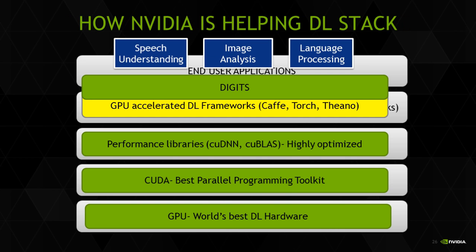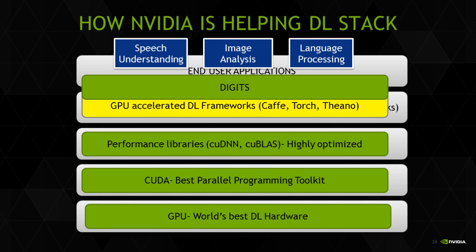NVIDIA contributes to this stack in all of the areas shown in green here. Obviously, the GPU hardware we've described is the world's best hardware for training deep neural networks. On top of that, we have CUDA, which is the general purpose parallel programming toolkit for GPUs. And NVIDIA developed libraries, cuDNN, CUDA Deep Neural Networks, and cuBLAS, the CUDA linear algebra library, which are highly optimized for, in these cases, deep neural network operations and linear algebra operations on GPUs. And finally, at the top, there's a tool called DIGITS, which I'll talk about more later.